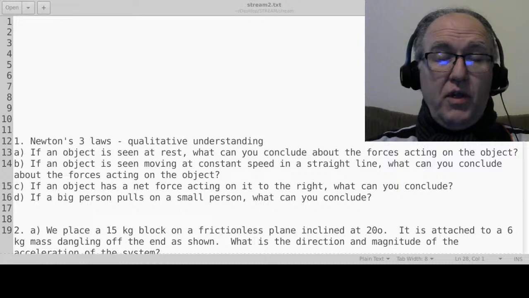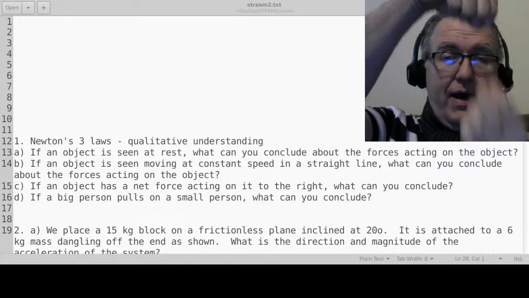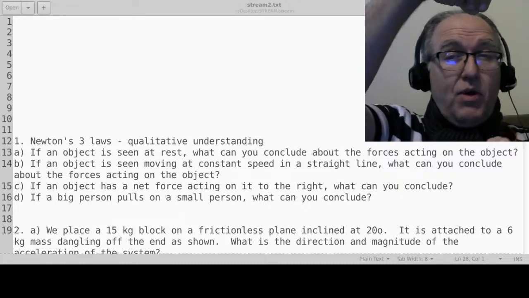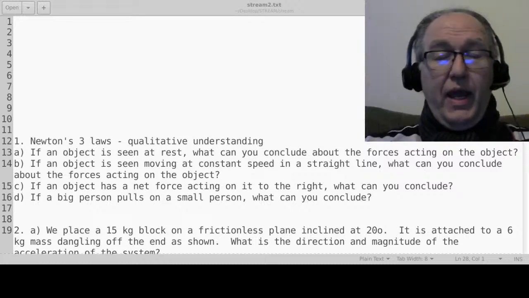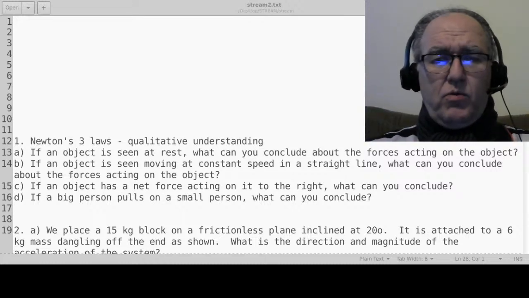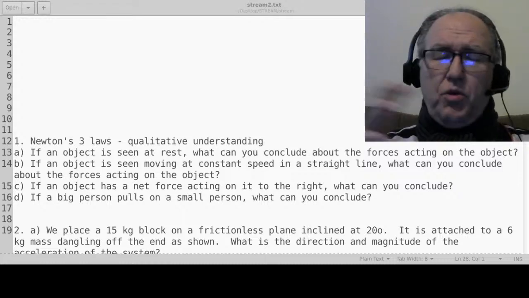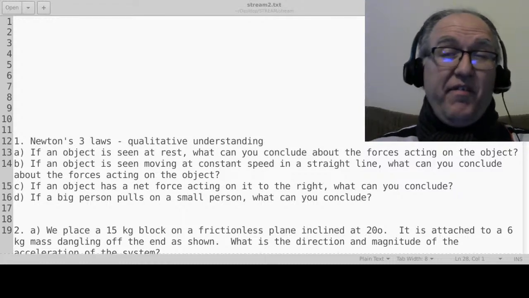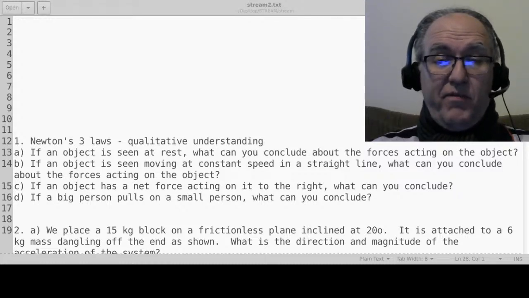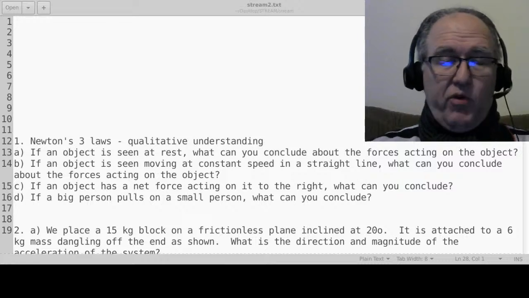So if you're on the surface of the Earth, something might weigh 100 newtons. But on the moon it would only weigh 16 newtons, and in empty space it would weigh 0 newtons, the same object. The same object has just as much mass in all three situations, but it has a different weight because the weight depends on the force of gravity. Or the weight is the force of gravity.